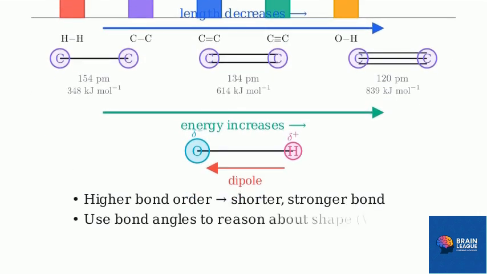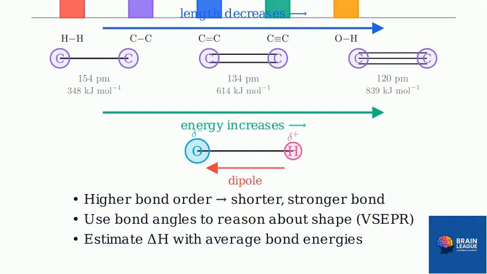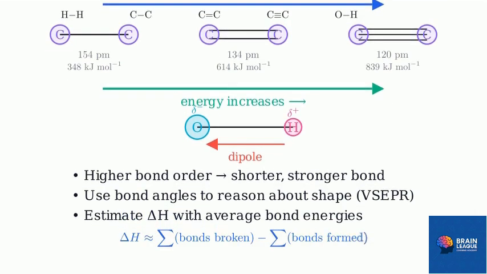Here is how you can use these parameters in exams. 1. Compare bond strengths and lengths using bond order. 2. Predict shapes using bond angles with VSEPR ideas like linear, trigonal planar, and tetrahedral. 3. Estimate reaction enthalpies with average bond energies using a simple rule: Delta H approximately equals bonds broken minus bonds formed. Remember that the numbers in the table are averages, so your estimated delta H is an approximation.